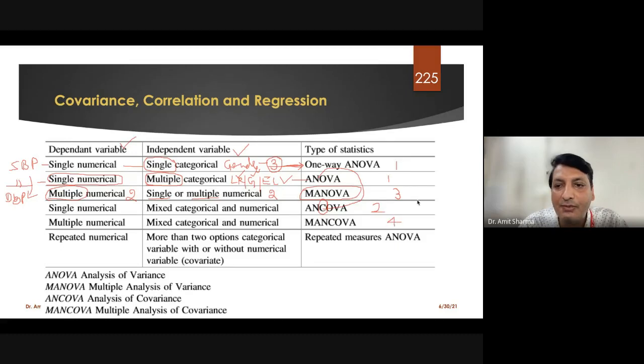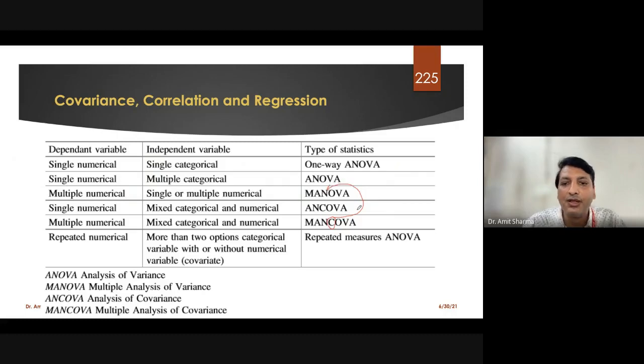So you can see the difference between MANOVA and MANCOVA. The difference is only the C, this one. I have added a C here, and the test will be called MANCOVA. So what does MANCOVA stand for? That is multiple analysis of covariance. MANOVA stands for multiple analysis of variance. ANOVA stands for analysis of variance, and ANCOVA stands for analysis of covariance. So I have mentioned the names here, and you can see the difference between these tests.